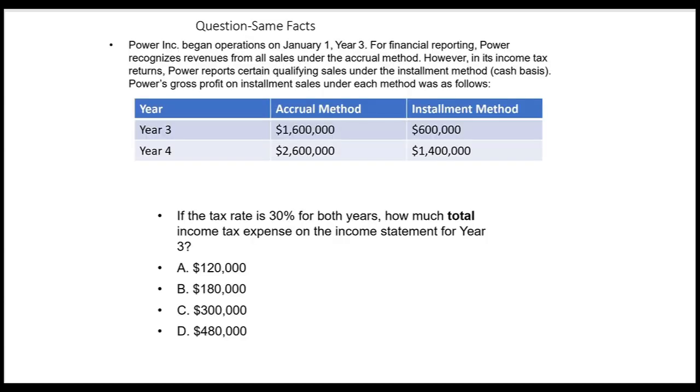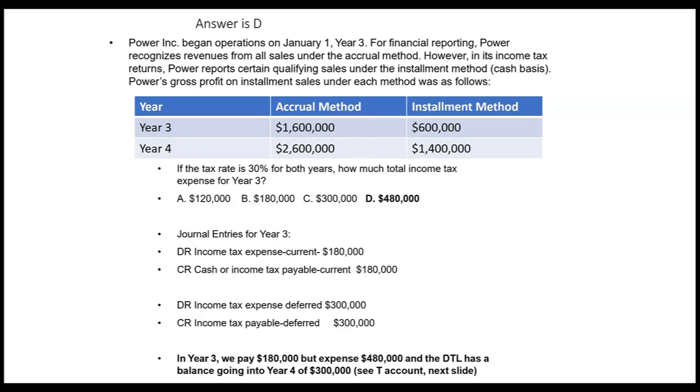Okay, so now the question with the same facts wants to know, if the tax rate's 30% for both years, how much total income tax expense on the income statement for year 3? And when you say total income tax expense, we mean the deferred and the current. And we just did the deferred, it was $300,000. How much was the current income tax expense for this year? Well, that was just the taxable income for this year, $600,000, times the 30% rate, or $180,000. So the answer to total income tax expense on the income statement for year 3 is $480,000.